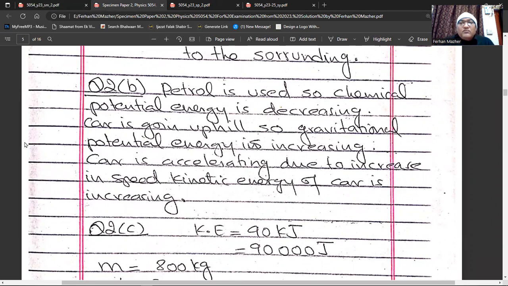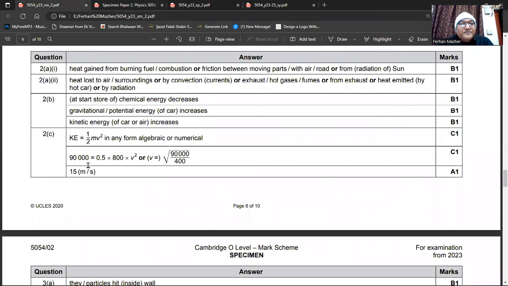Petrol is used, or instead of using the word petrol, you can use the word fuel. Fuel is used, so chemical potential energy is decreasing. Car is going uphill, so the gravitational potential energy is increasing. Car is accelerating due to increase in the speed. Kinetic energy of the car is increasing. That's my answer. So let's check.